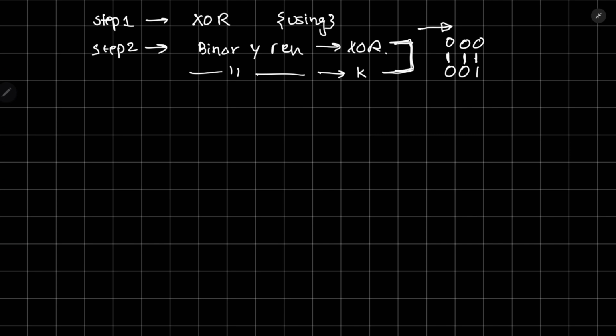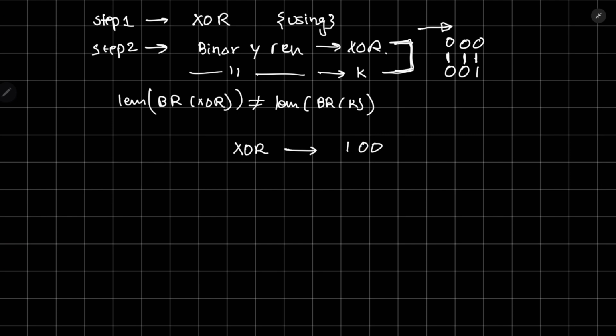Okay, you have to handle one case, that is when the length of binary representation of XOR is not equal to the length of binary representation of K. Okay, if that is the case, then how are we going to do it? For example, let's say our XOR is coming out to be 4, so that will be 100, and our K is nothing but let's say K came to be 8, so that will be 1000, that will be 4 digits, and the length of XOR would be just 3.